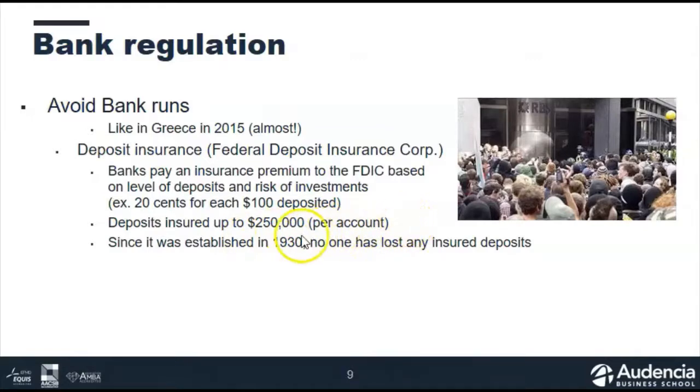If something happens to the bank, well, we know that we can get a maximum out of the bank if there's a problem. And this provides us with some sense of security. The FDIC was established in 1930 in the United States, and since that time, no one's lost any insured deposits in a commercial bank.